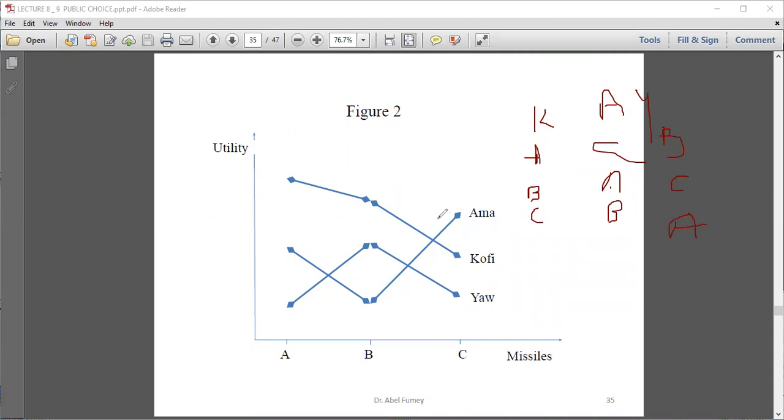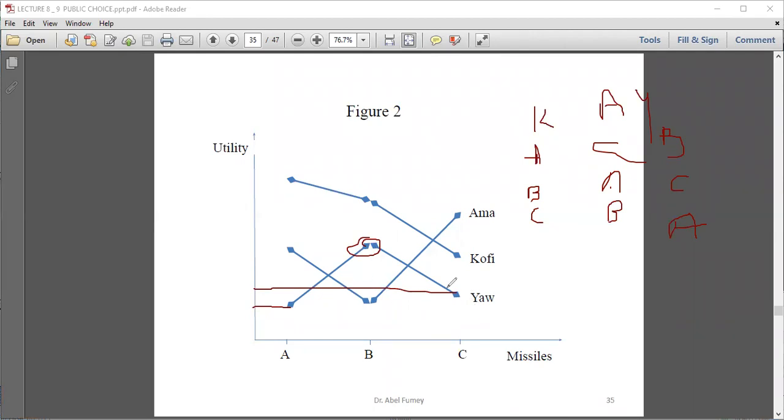So now, if you take Yao, Yao prefers B to C, so you see that B is higher than C. And he also prefers B to A, so you see that B is also higher than A. When you are drawing the preference between C and A, the utility for C can be a bit higher than that of A, just to show that he as well prefers C to A.